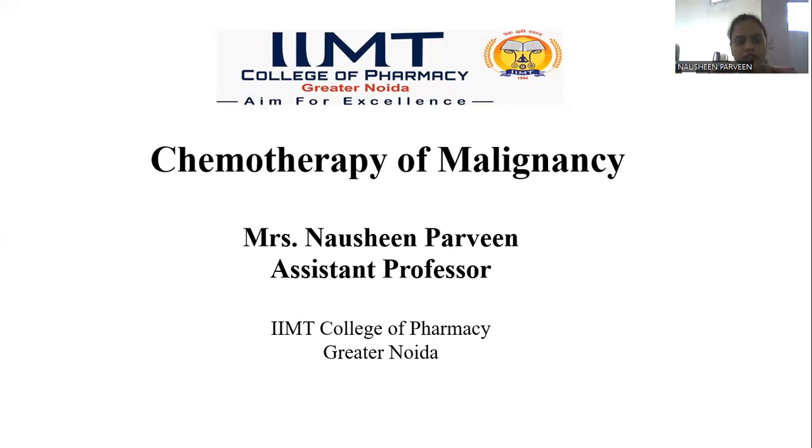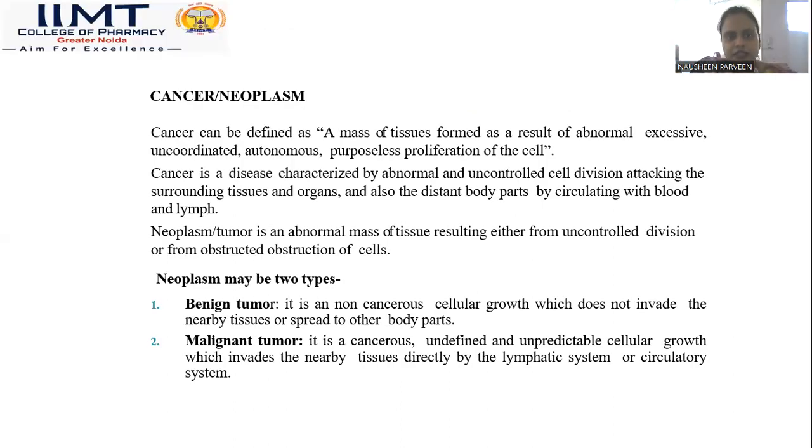In today's lecture, I'm going to discuss chemotherapy of malignancy. First, cancer or neoplasm. Cancer can be defined as a mass of tissue formed as a result of abnormal, excessive, uncontrolled, autonomous, purposeless proliferation of the cell. Cancer is a disease characterized by abnormal, uncontrolled cell division attacking the surrounding tissue and organs and also distant body parts by circulating with blood and lymph.